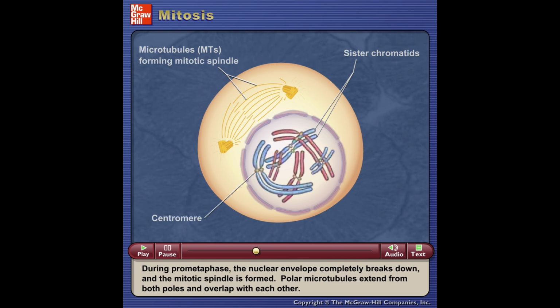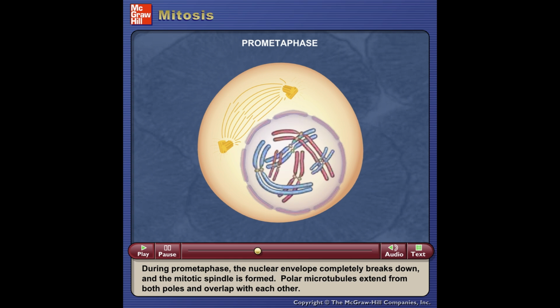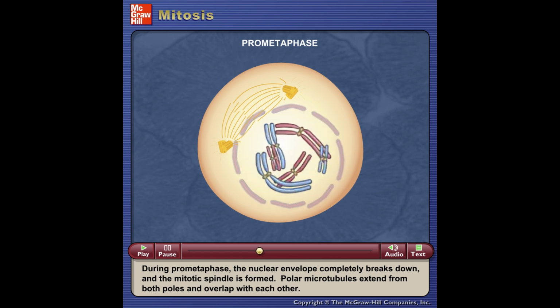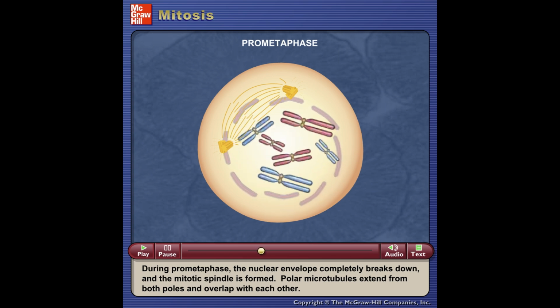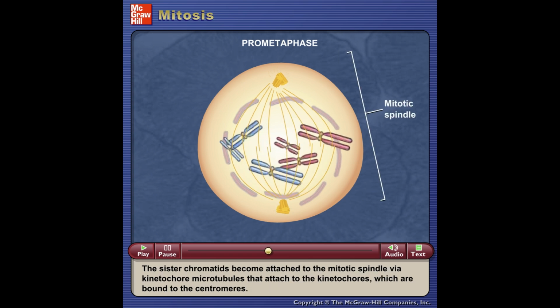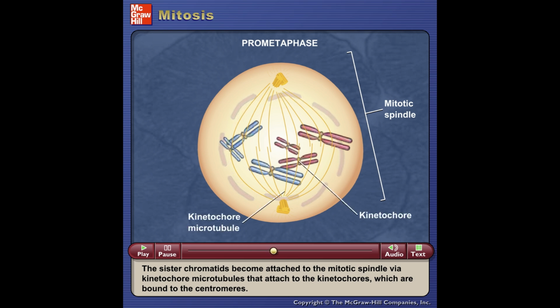Chromosomes completely condense such that sister chromatids, formed from the replicated genetic information and joined at their centromeres, are clearly visible. During prometaphase, the nuclear envelope completely breaks down and the mitotic spindle is formed. Polar microtubules extend from both poles and overlap with each other. The sister chromatids become attached to the mitotic spindle via kinetochore microtubules that attach to the kinetochores, which are bound to the centromeres.